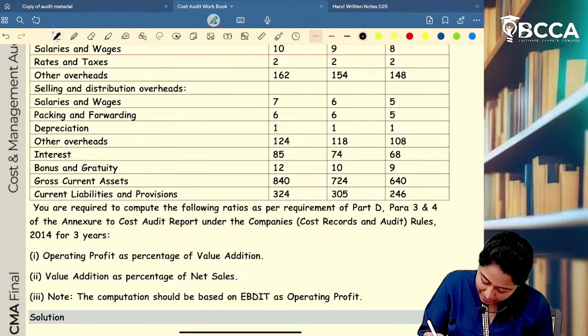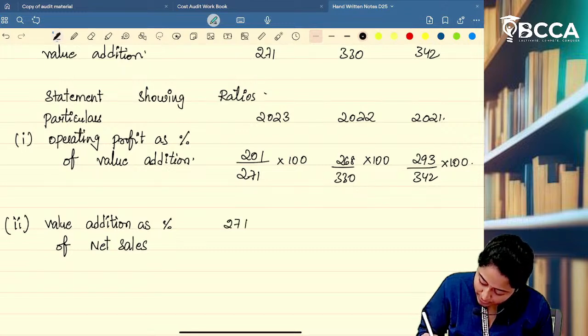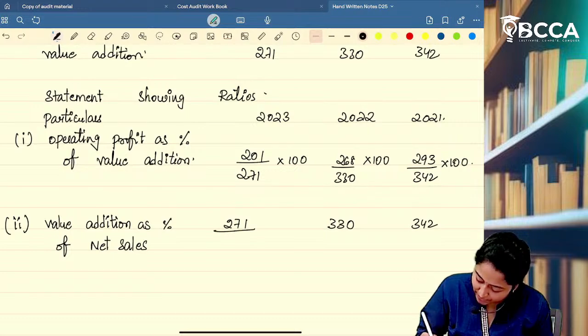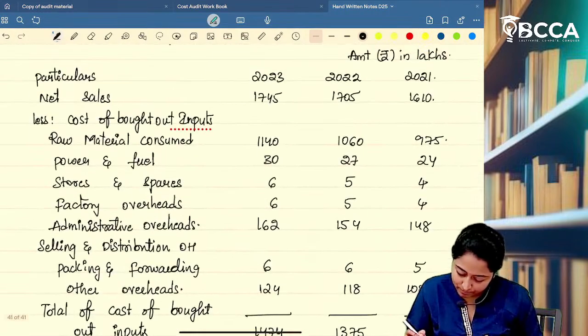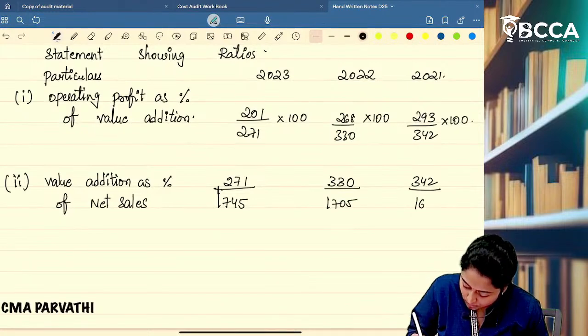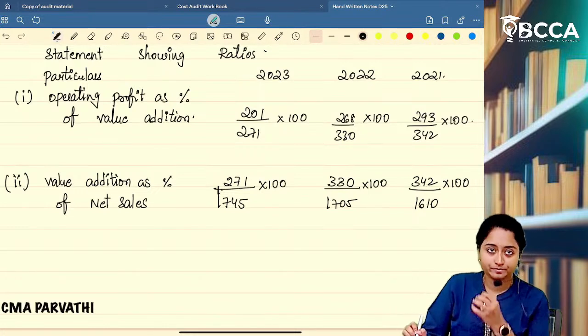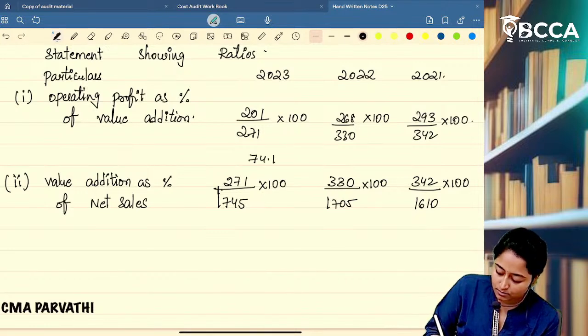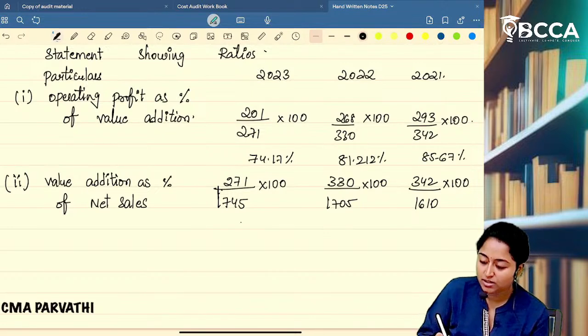Second is value addition as percentage of net sales. 271, 330, 342 divided by sales, which are 1745. Tell me the answers. 17. 81.212. Here.